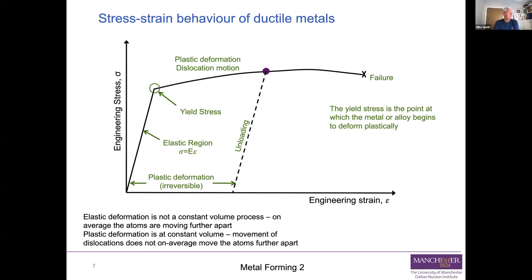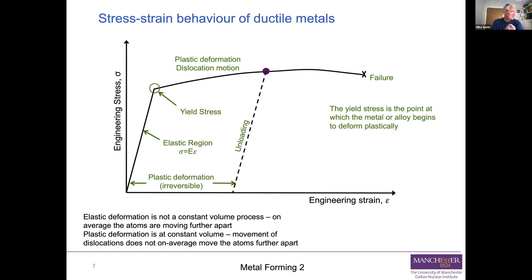Two things to remember are that elastic deformation is not a constant volume process, because on average, the atoms are moving slightly further apart. So if you remember that very first picture I showed you, when you extend that little cuboid by pulling on the ends, it contracts laterally, but actually it doesn't contract enough for the volume to be constant, which is why Poisson's ratio is 0.3 for a steel and not 0.5. So you're actually moving the atoms further apart, and it's that further apart movement which is reversible and recoverable.